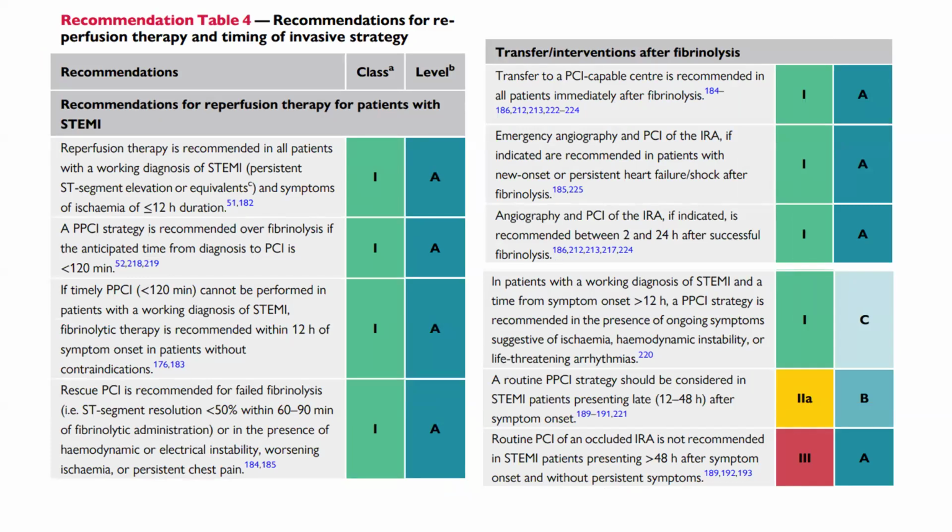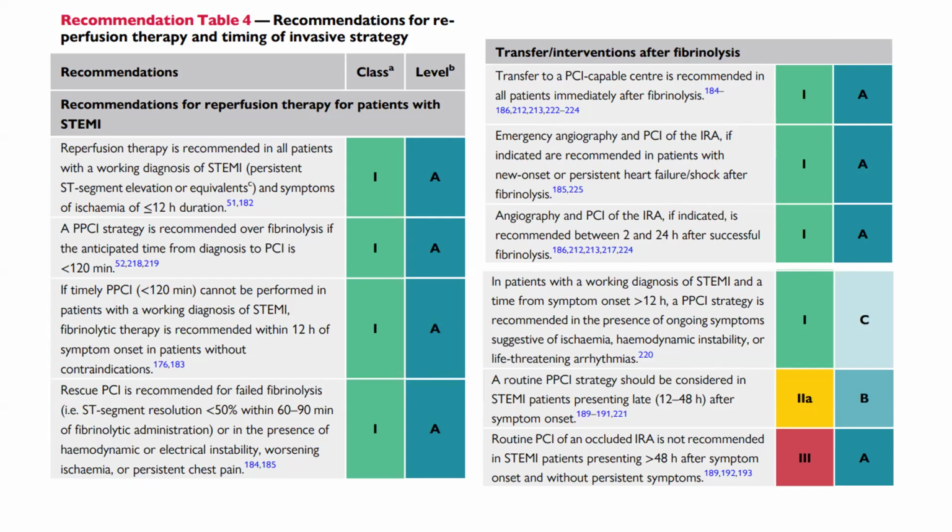With respect to invasive therapy for STEMI, reperfusion therapy is recommended in all patients with a working diagnosis of STEMI and symptoms of ischemia less than or equal to 12 hours, which is what is recommended. Primary PCI strategy is recommended over fibrinolysis if the anticipated time from diagnosis to PCI is less than 120 minutes. If timely primary PCI less than 120 minutes cannot be performed in patients with a working diagnosis of STEMI, fibrinolytic therapy is recommended within 12 hours of symptom onset in patients without contraindications.